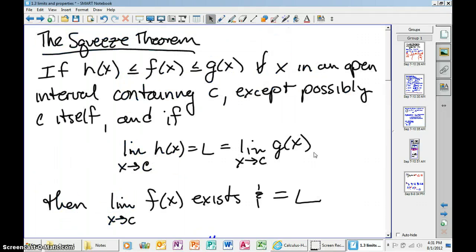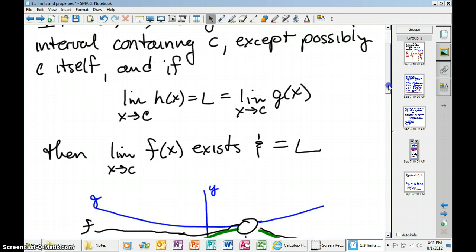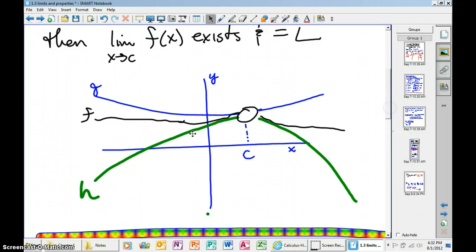The last thing in this section is the squeeze theorem. It means if we have a function that's in between two other functions, for all x in an open interval, and both of the limits of those outer functions go to some limit, then that function has to go to the same limit. And here's a visual example. If g goes to the limit at c, h has the same limit at c, but f is in between them, then f is going to go to that limit too.